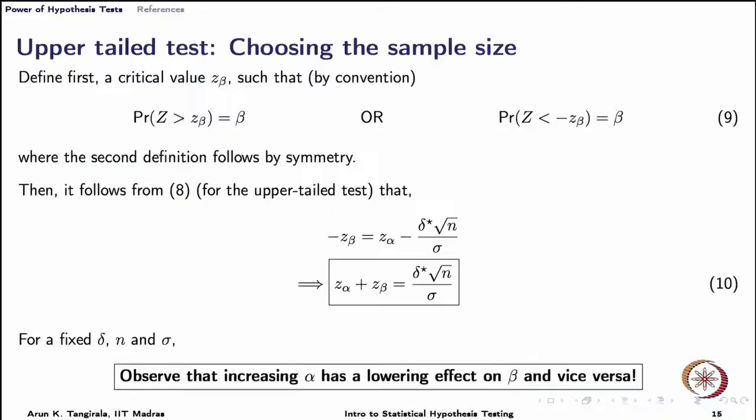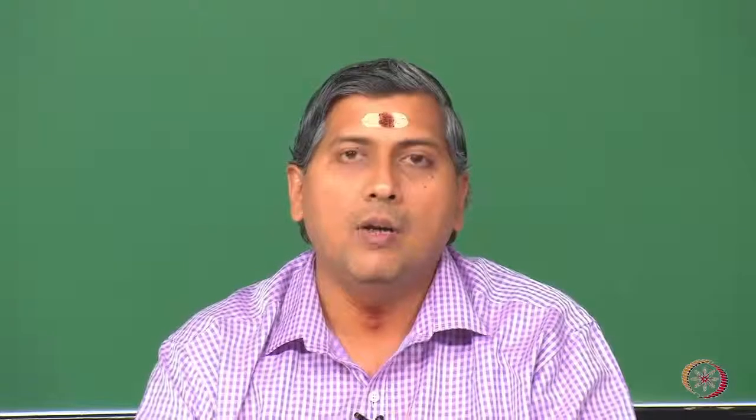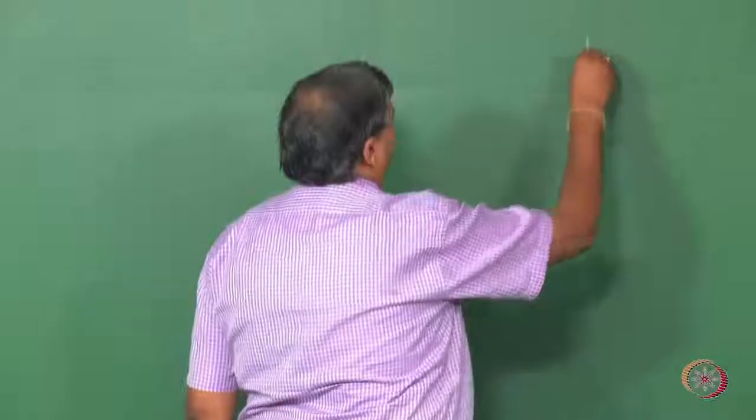Let us look at it this way. When I increase alpha, that means I am increasing the type 1 error. Let us say alpha is 0.05 presently and I increase it to 0.1. What happens to Z alpha? By definition, it actually moves closer to the origin. Let us understand this graphically.